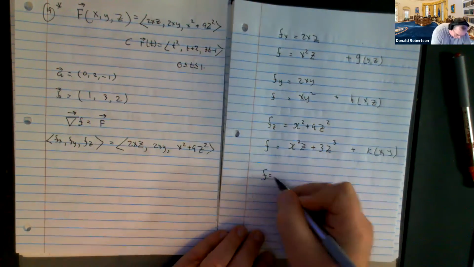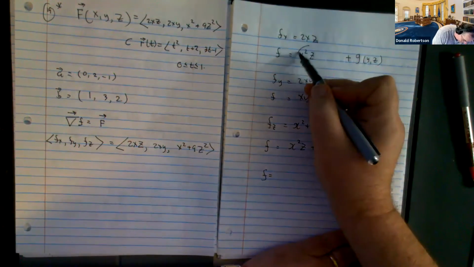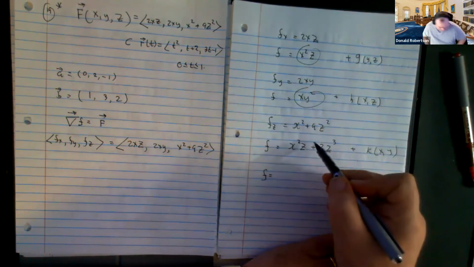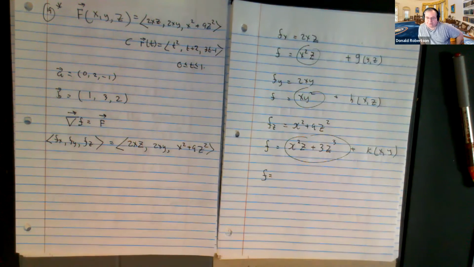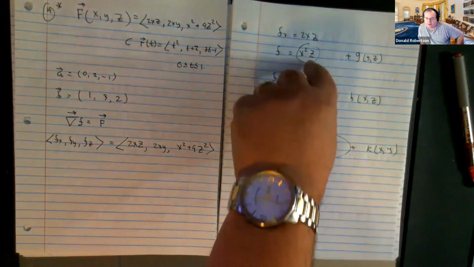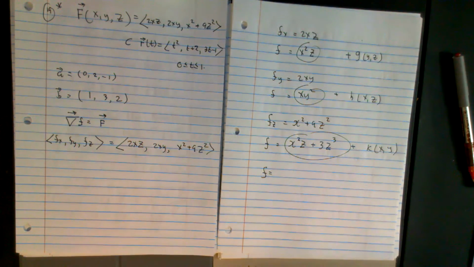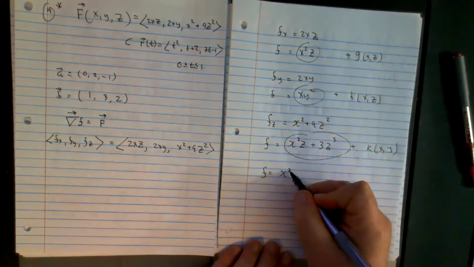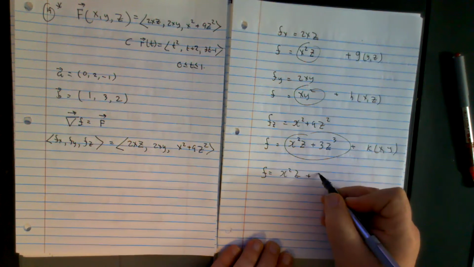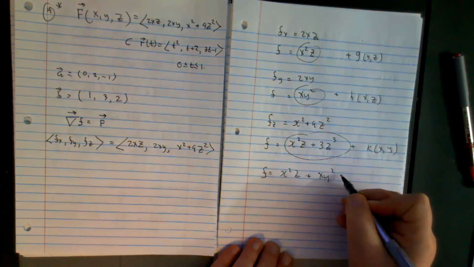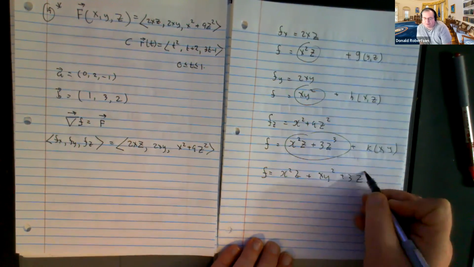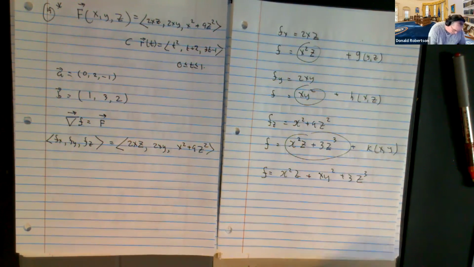Okay, now it's merge time. What's the potential function when you merge those three together? X squared z plus 3z cubed plus x y squared. I agree, I just wrote it slightly differently, but she's right. We all agree?